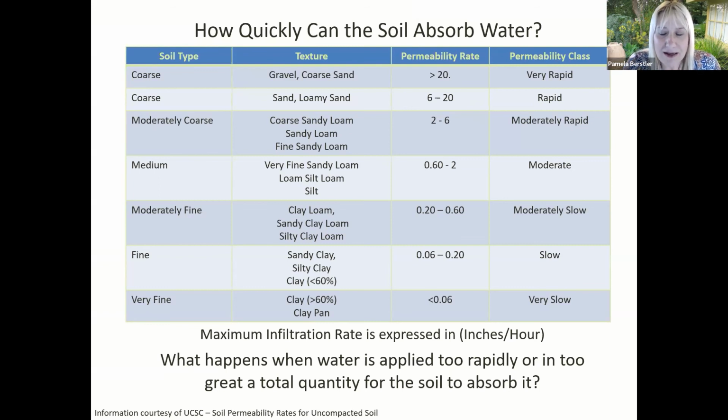So you definitely need to be aware of the type of soil that you have in order to have an inkling of the absorption rate. But then you observe how quickly you are getting that runoff, and that will help you to calculate the number of cycles that you need. And remember, cycles are the total irrigation run time divided by the maximum time to runoff. And that's going to tell you how many cycles you're going to need to create.